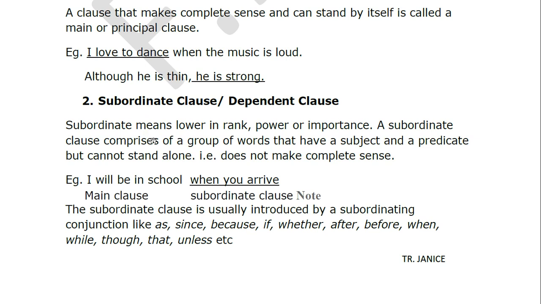Okay, now the next one. If you see, this is your subordinate. So let's see the list of subordinators that are there. Just please note that this should come on the next line. The subordinate clause is usually introduced by a subordinating conjunction like as, since, because, if, whether, after, before, when, while, though, that, unless.